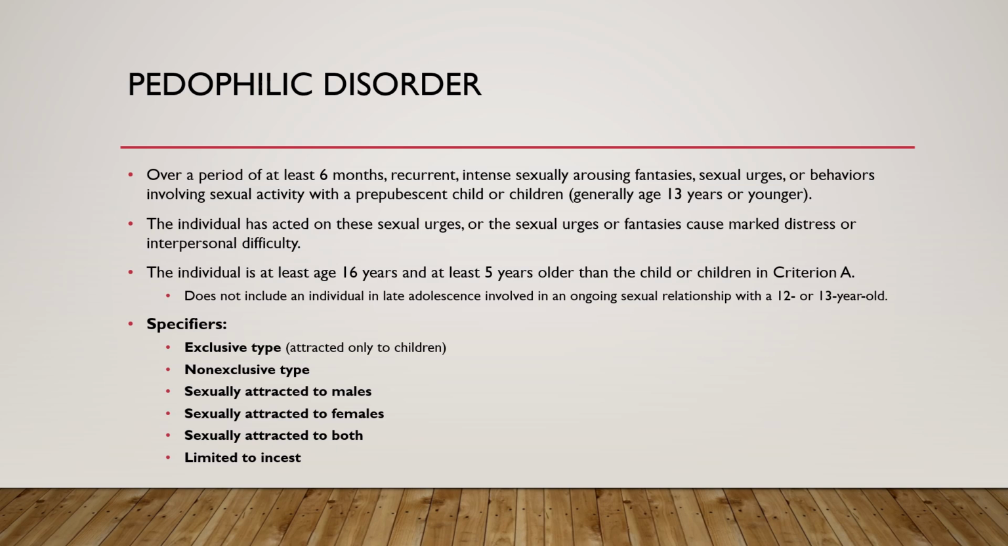So this would not be a 14-year-old who finds themselves attracted to a 13-year-old. This would be like an 18-year-old who finds themselves attracted to a 13-year-old. So you have to have that age gap there for it to meet the criteria for pedophilic disorder. We do have some specifiers. So we have exclusive types, where the only way that you can get aroused or attracted is with children, versus non-exclusive types where you are able to achieve sexual gratification with others, not just with children. And then there are specifiers related to gender and incest. Incest meaning that this might only be happening with individuals with whom you are related, not with strangers.